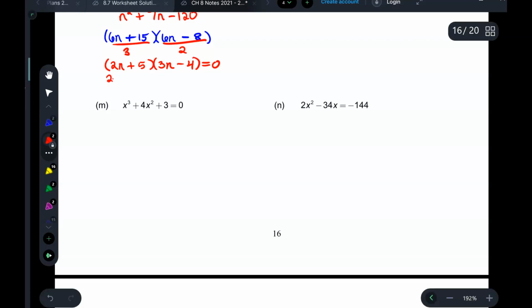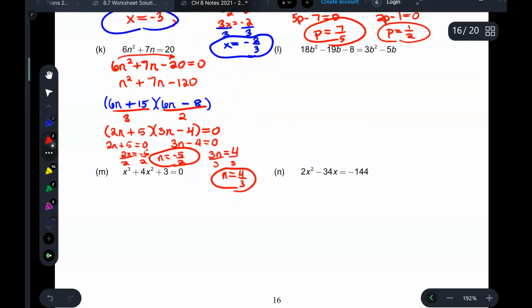Okay, so if I set each part equal to 0, if I subtract 5 and then divide by 2, sorry, I see there's not a lot of room. So negative 5 over 2. And 3n equals 4, so divide by 3. So n is 4/3. Okay.